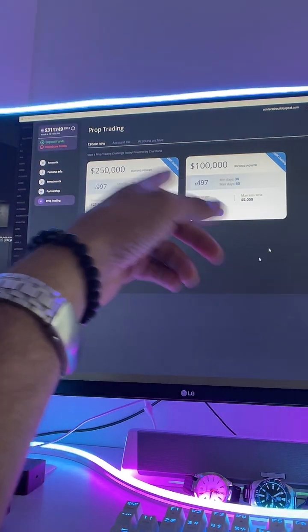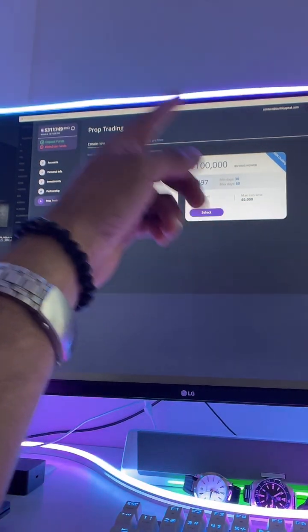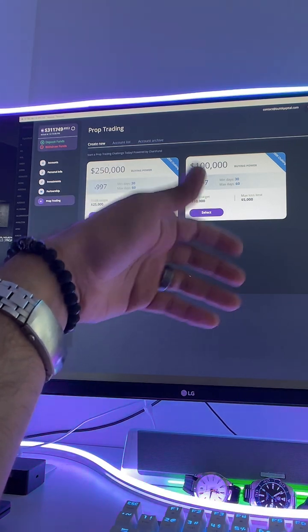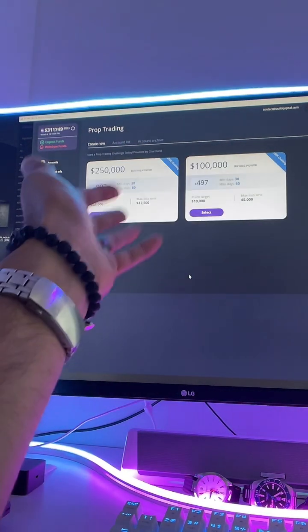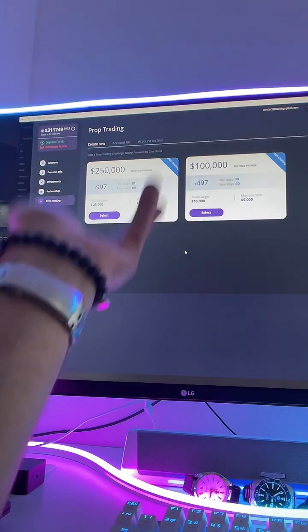So they have these funded account challenges. They have a $100,000 challenge and a $250,000 challenge. Now, a lot of people might be wondering, what are funded accounts? How does it work? What is it?